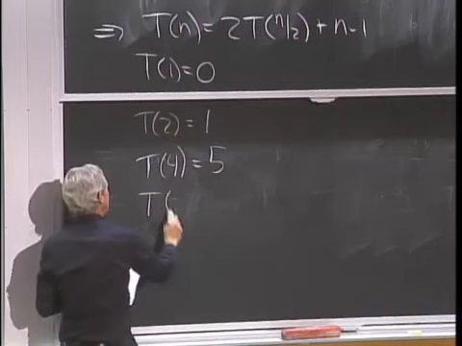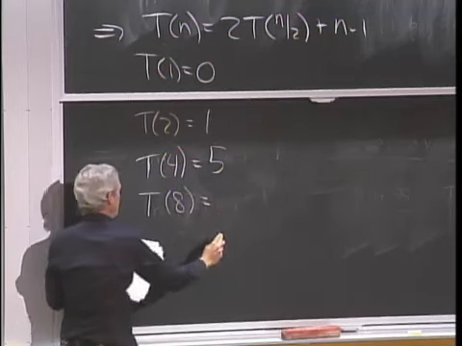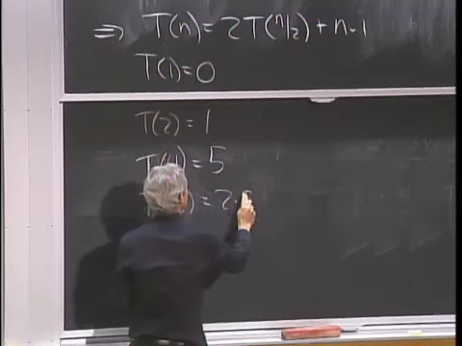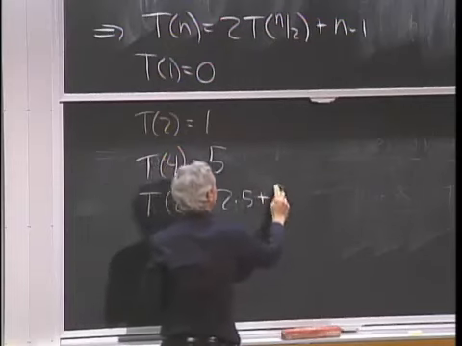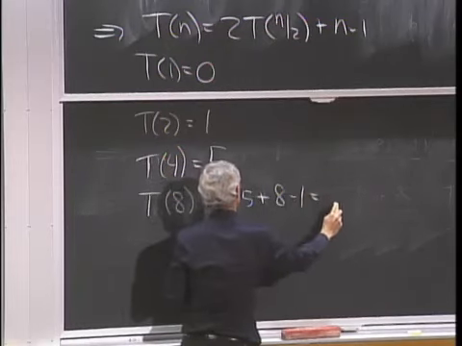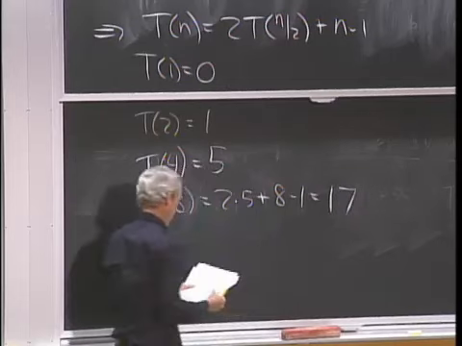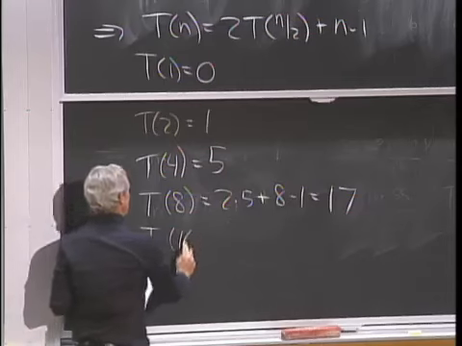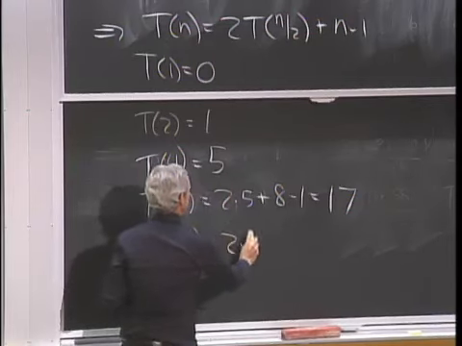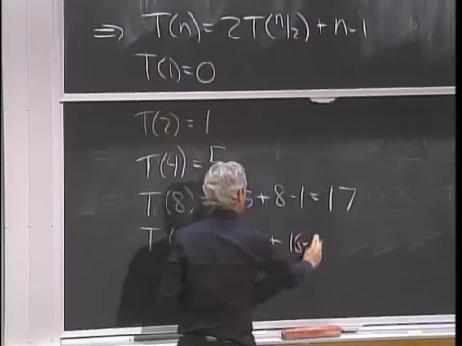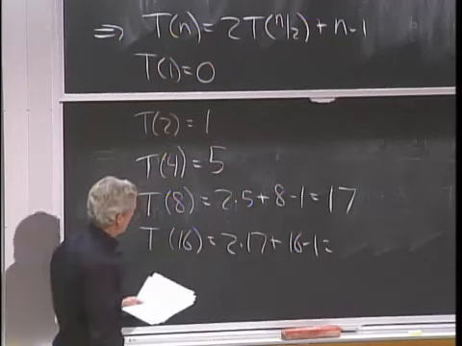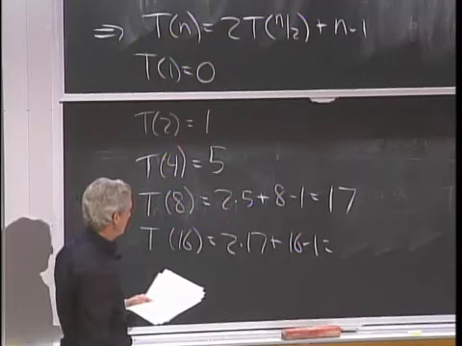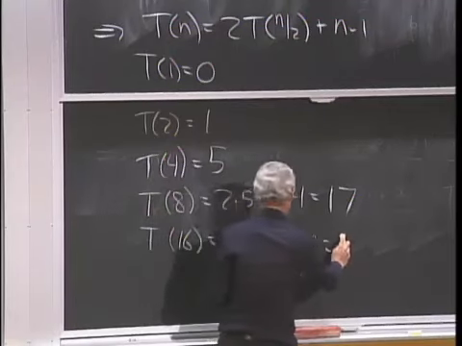All right, let's look at T(8). That's twice 5 plus 8 minus 1, which is 17. Not so clear what to guess here. Now we can try one more. T(16) equals 2 times 17 plus 16 minus 1, which is 34 and 15, is 49.